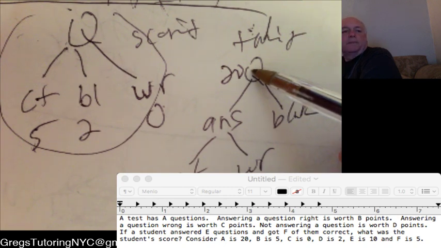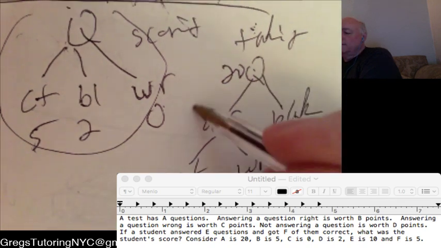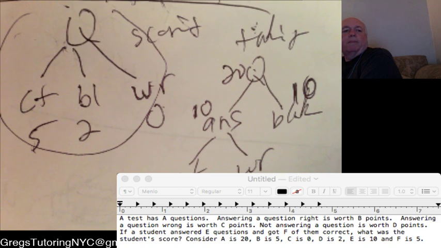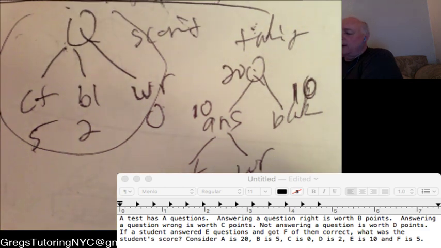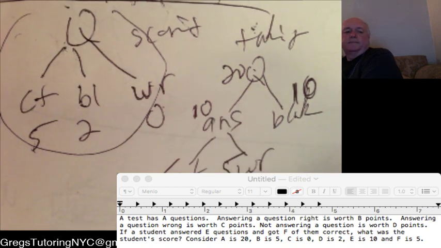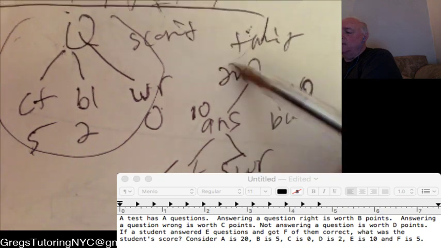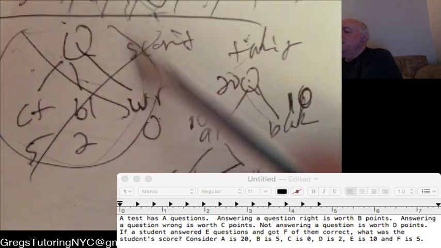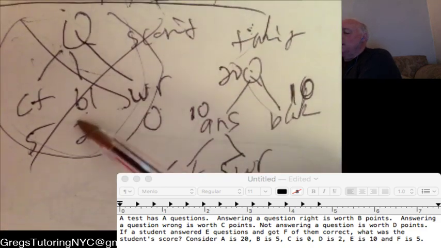It says if the student answered E questions, so E is 10. So she answered 10, which means she left 10 blank, right? And she got F of them correct. F is 5. So she got 5 correct, which means she got 5 wrong of the 10. All right, so now that we have everything laid out with the 2 things, we can kind of throw this away if we want. I was just trying to map this and logically decipher it, but it's there to be used.